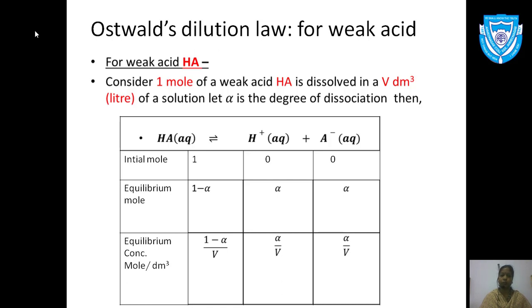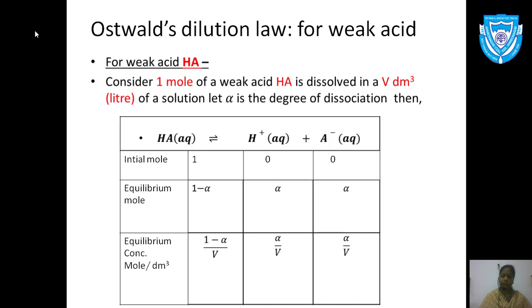Now the third point is the equilibrium concentration of each of the species. The concentration of HA becomes number of moles upon V cubic decimeter. Moles per cubic decimeter is the formula for the concentration. Hence the concentration of HA becomes 1 minus alpha upon V. The concentration of H plus becomes alpha upon V, and the concentration of A minus becomes alpha upon V at equilibrium.